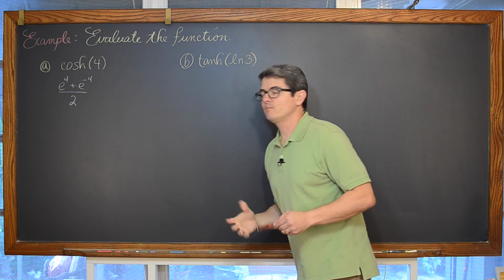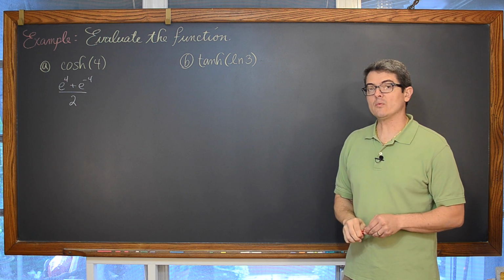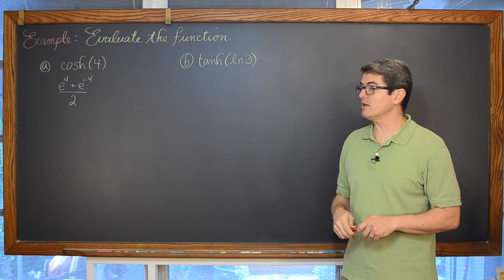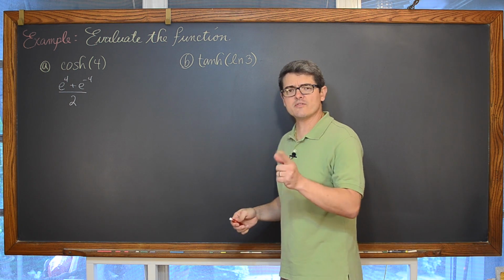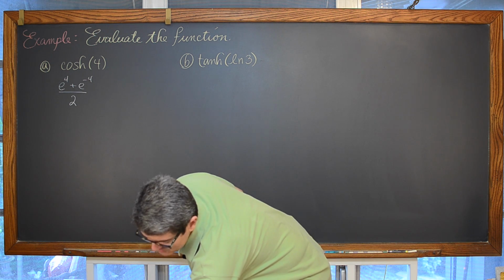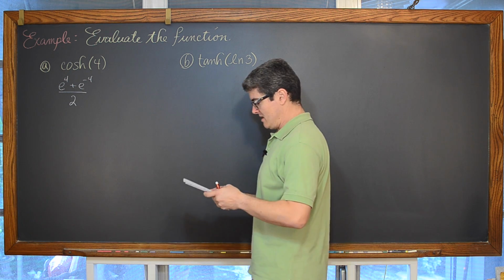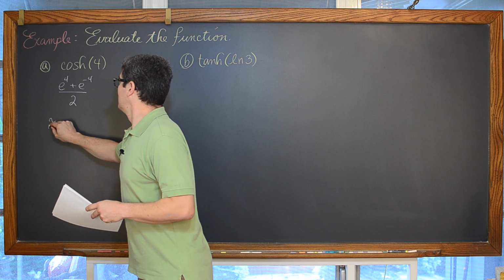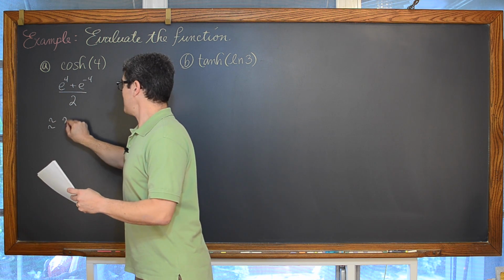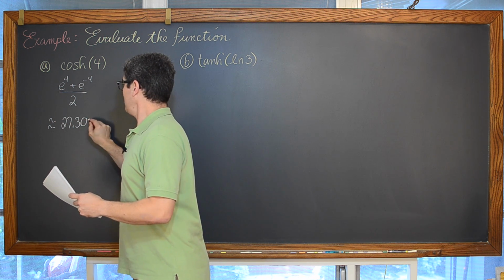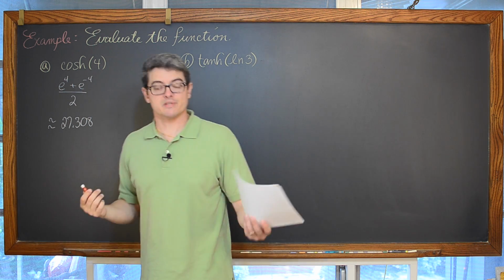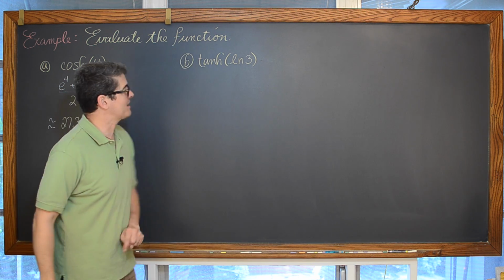Okay, well, obviously we're not going to be able to evaluate e to the 4th or e to the negative 4th without the aid of a calculator. So that comes out to be approximately equal to 27.308. And okay, so that wasn't a very interesting first example. Let's get to our second one.